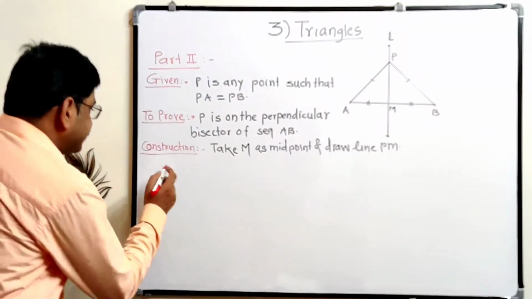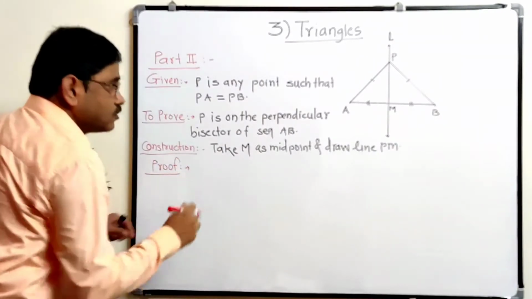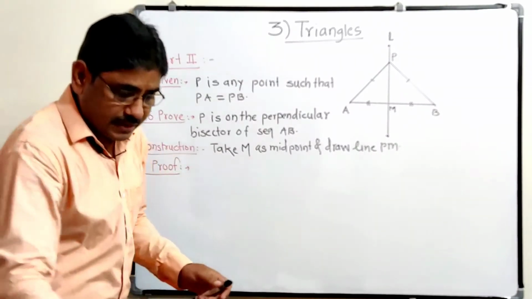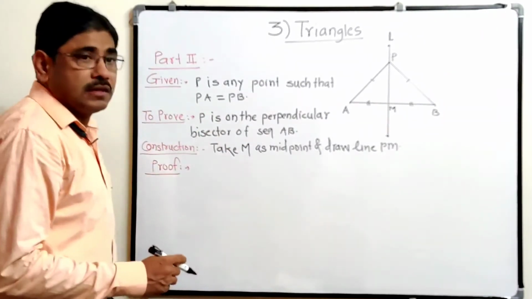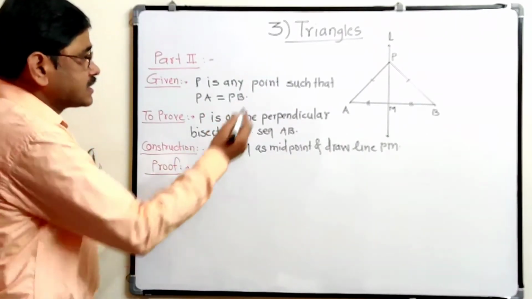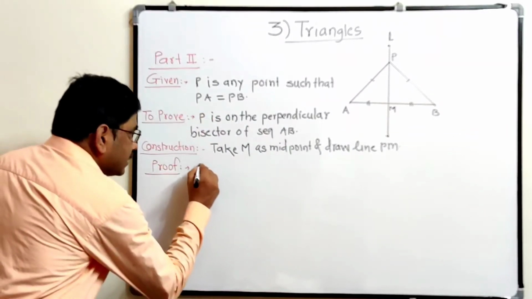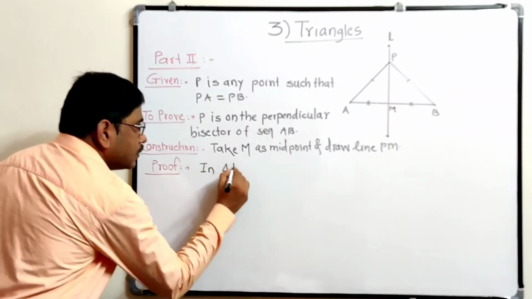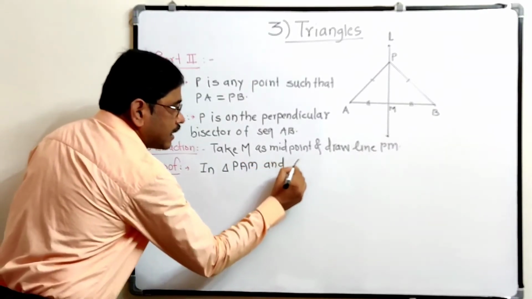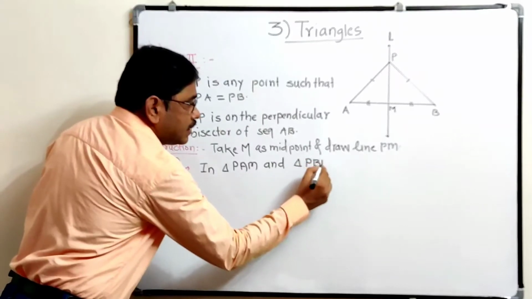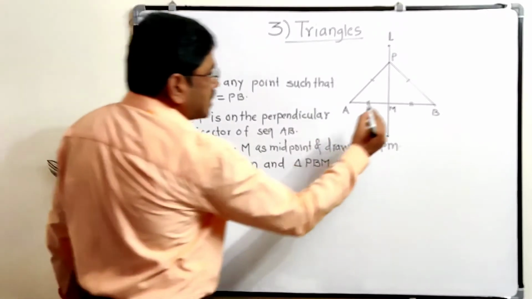Now proof. Here we use congruence of triangles. So I told you that congruence of triangles is very important in geometry. So remember all the tests of congruence. Consider again two triangles, triangle PAM and PBM. In triangle PAM and triangle PBM, this is the common side.